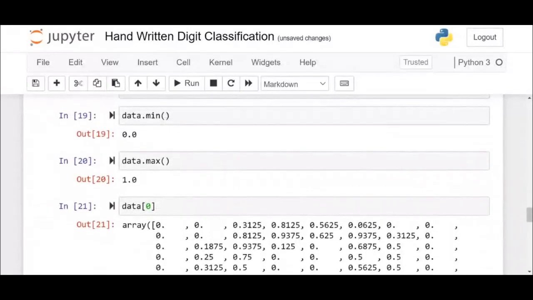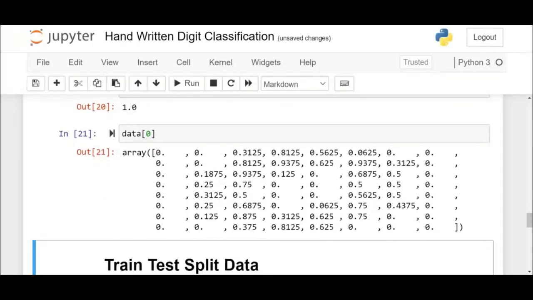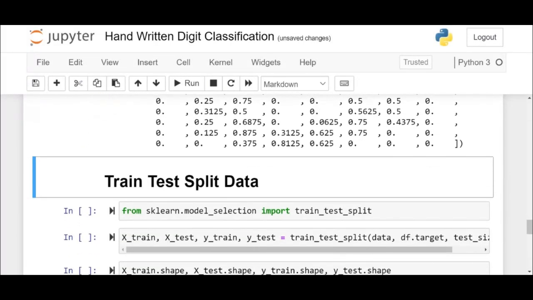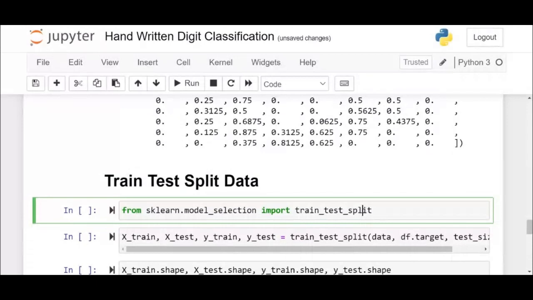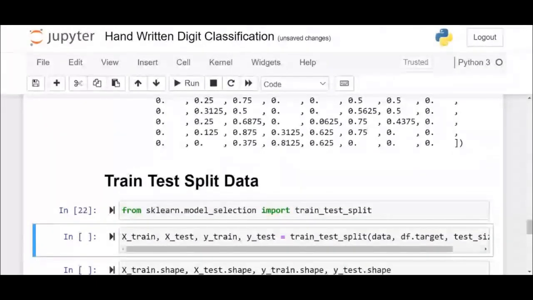So we need to standardize whether you are using any machine learning algorithm or you are using an ANN also, right? So we need to do the scaling or standardization of the image. After that, we need to do the train test split, the same as we have done. So we do the train test split the same way we have done in the previous example, no difference.